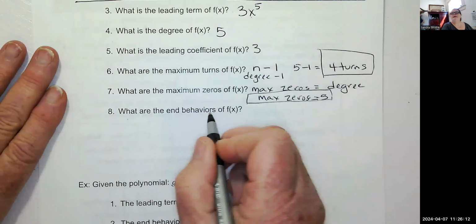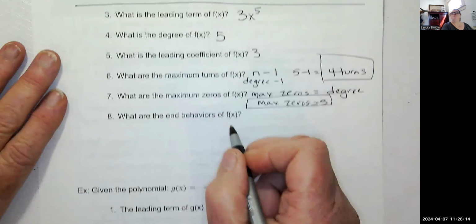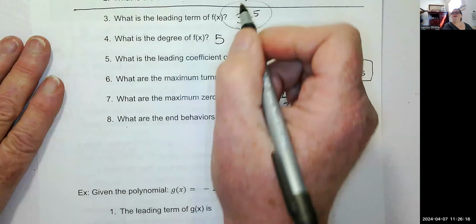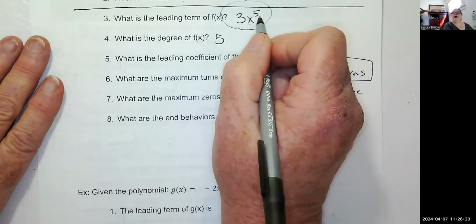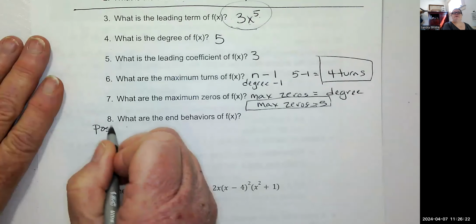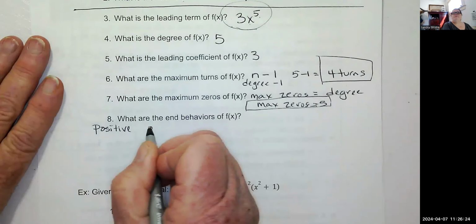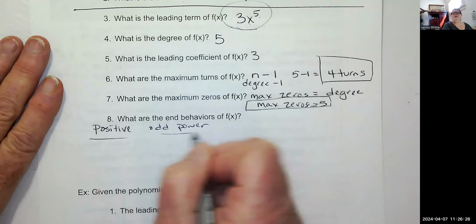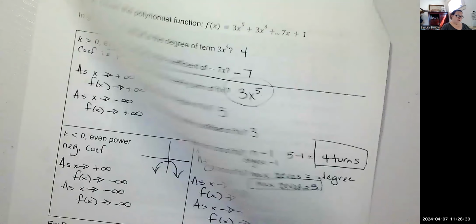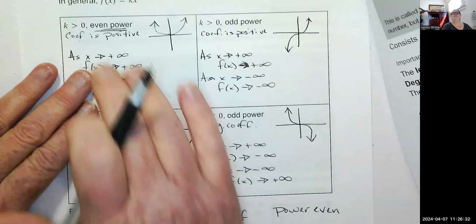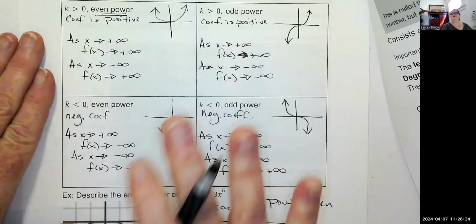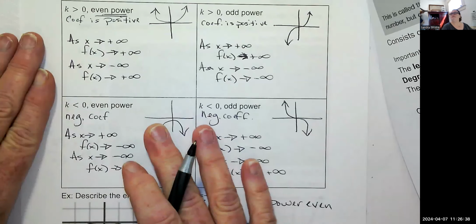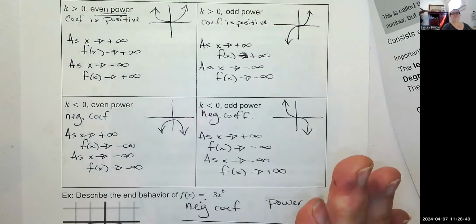What are the end behaviors of the function? Well, we need to just look at the leading term. Yet again, it's positive and it has an odd power. So positive with an odd power, we need to look back. And so that should let you know that if you don't have this part memorized, you're going to want to have access to this information on your exam. Just a heads up.